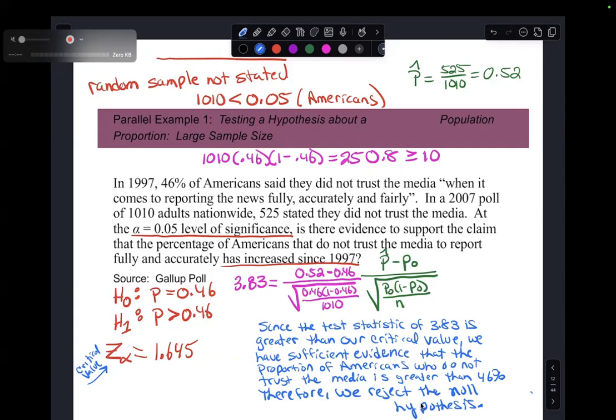Okay. Are you guys ready for the p-value? We're good? Okay. I'm going to do the p-value on this one.